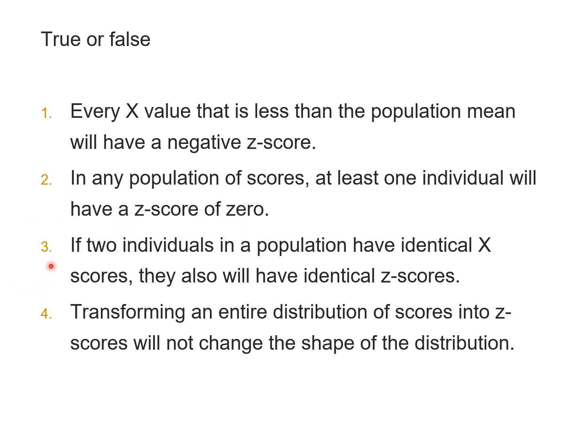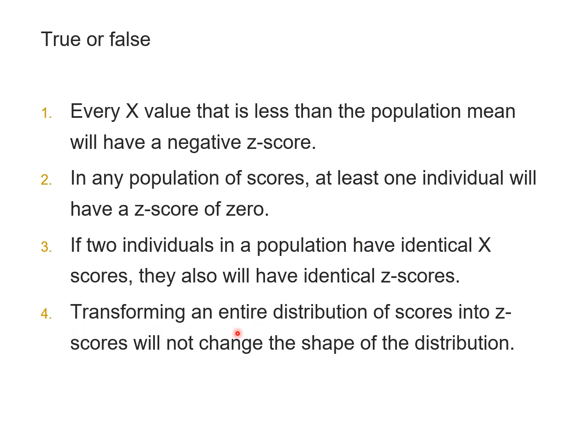Now let's look to number 3. If 2 individuals have identical X scores from that population, that population has the same, only one mean and standard deviation, so use those to convert that identical X score, then yes, true, the Z scores will be identical as well.